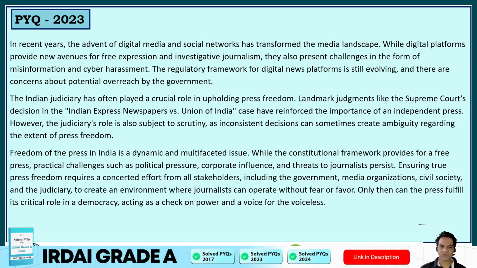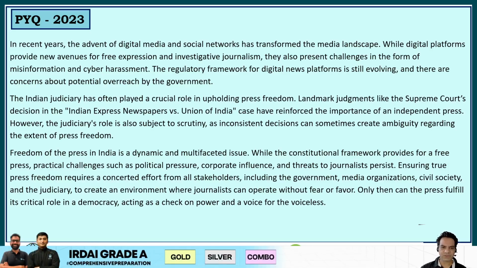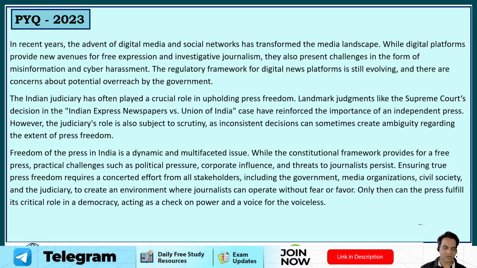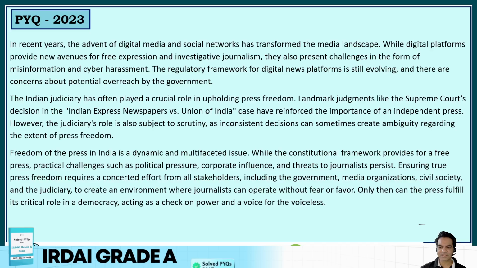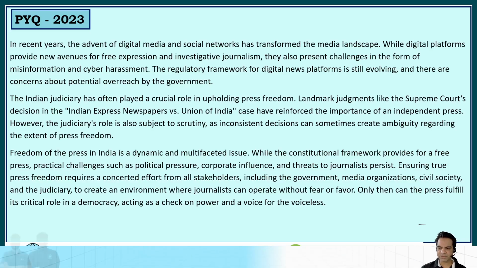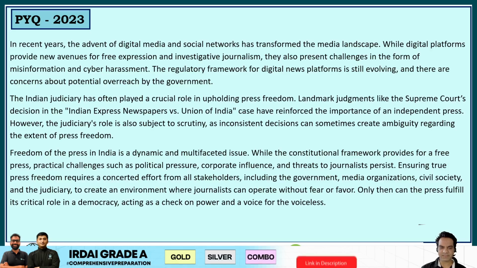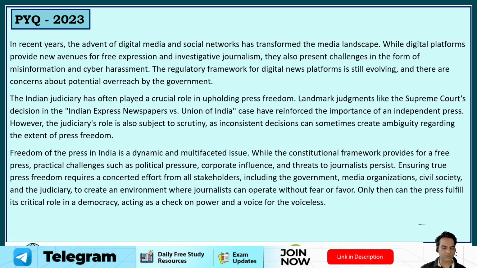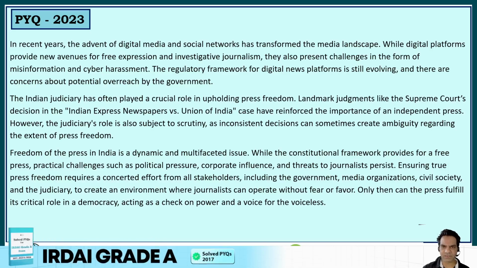So the Indian judiciary has often played a crucial role in upholding press freedom. Landmark judgments such as the Indian Express Newspapers versus Union of India case have reinforced the importance of an independent press. However, the judiciary's role is also subject to scrutiny, as inconsistent decisions can sometimes create ambiguity regarding the extent of press freedom. Freedom of press in India is a dynamic and multifaceted issue. While the constitutional framework provides for a free press, practical challenges such as political, corporate pressure, and threats to journalists persist. Ensuring true press freedom requires a concerted effort from all stakeholders. So we always end on a positive note, giving a way forward.